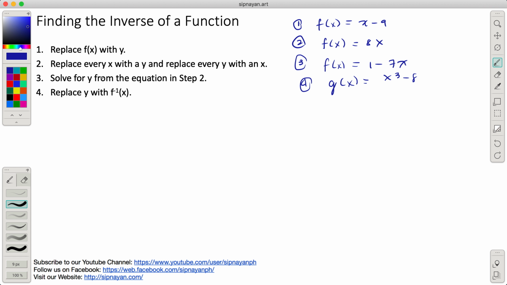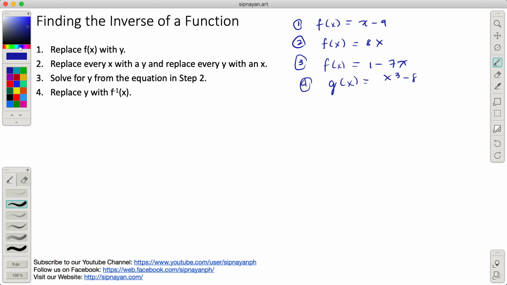In this video, ipagpapatuloy natin yung series natin on inverse function. Dito na tayo sa part na alam ko na excited na kayong aralin, yung pagkuha ng equation ng inverse of a function. Pag meron kang function at meron kang equation, paano mo kukunin yung equation ng kanyang inverse?